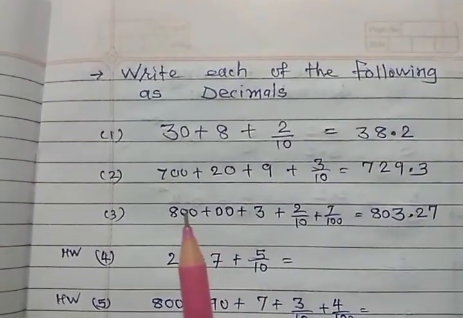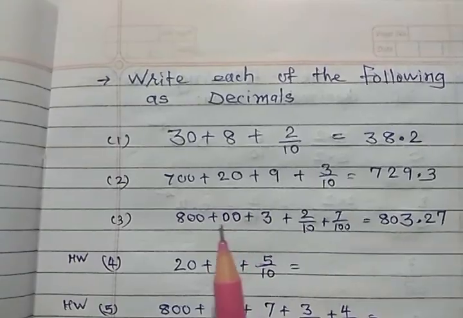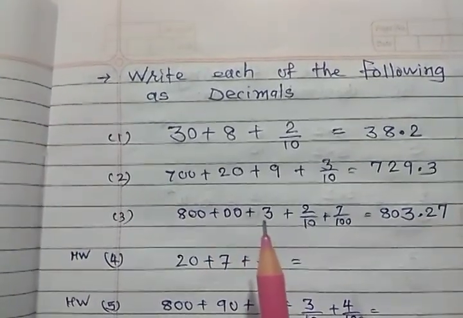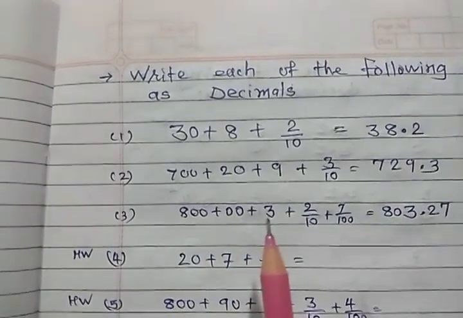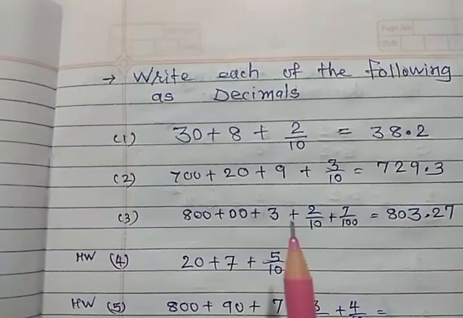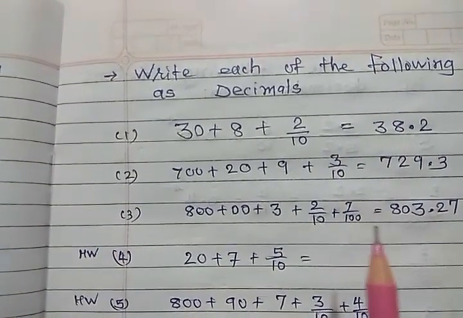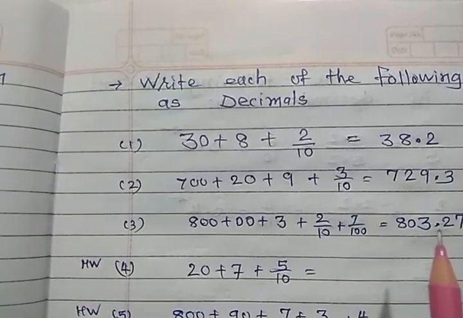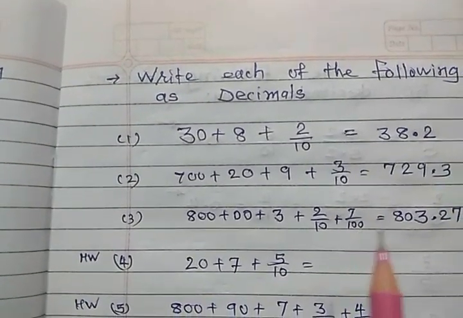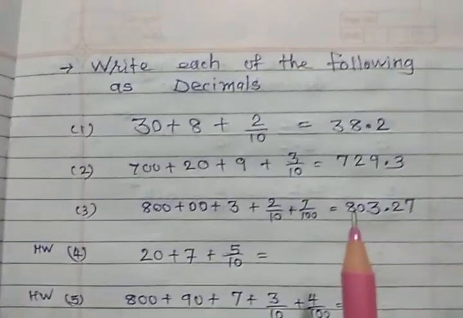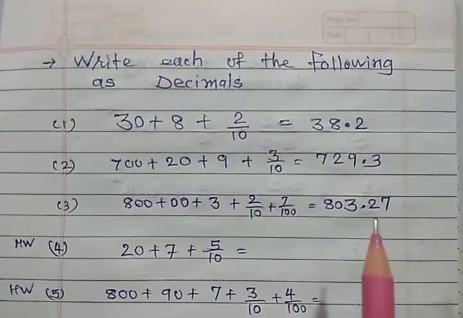Here 800 plus 00 plus 3. It means 803. This is the integer part. Now plus 2 upon 10 will come, which means 0.2, and 7 is in the hundredths position. So 800.27.